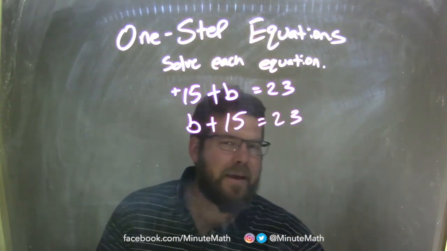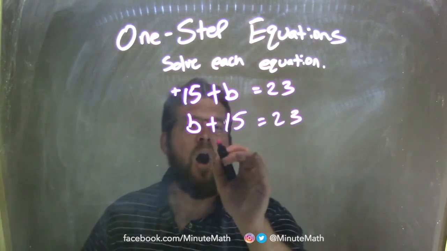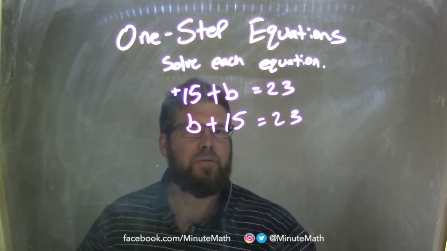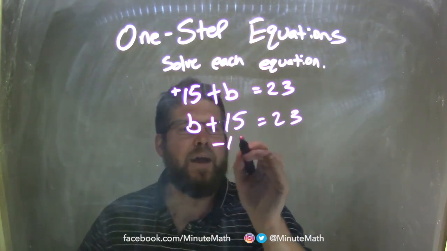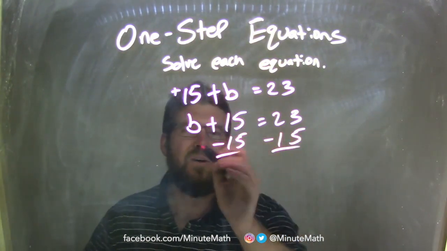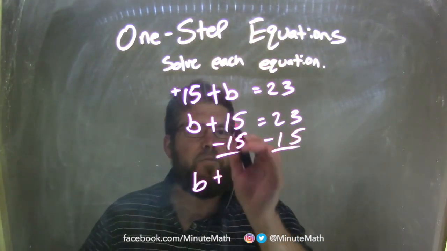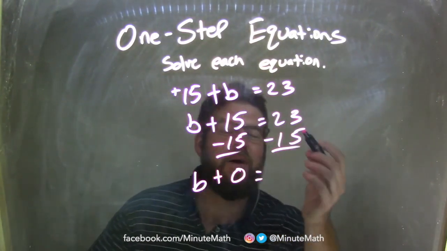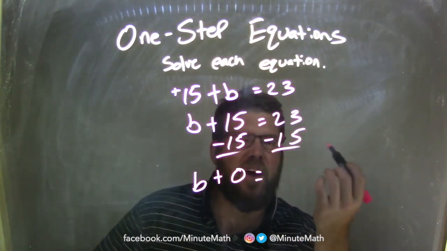23. That makes it a little easier to see that all I have to do is subtract a 15 to both sides, opposite of addition. Subtract a 15, subtract a 15, and so now we're left with, well, b just comes down, 15 minus 15 is 0, and now I have 23 minus 15. Well, how do I solve that?